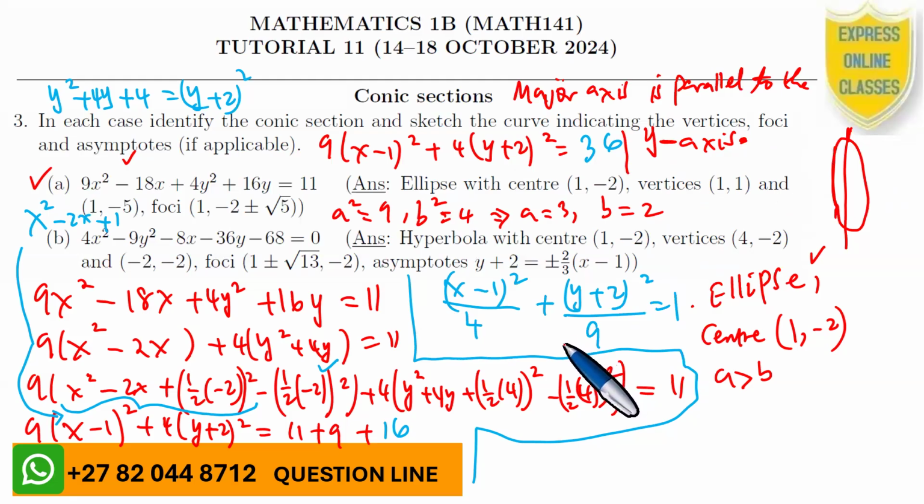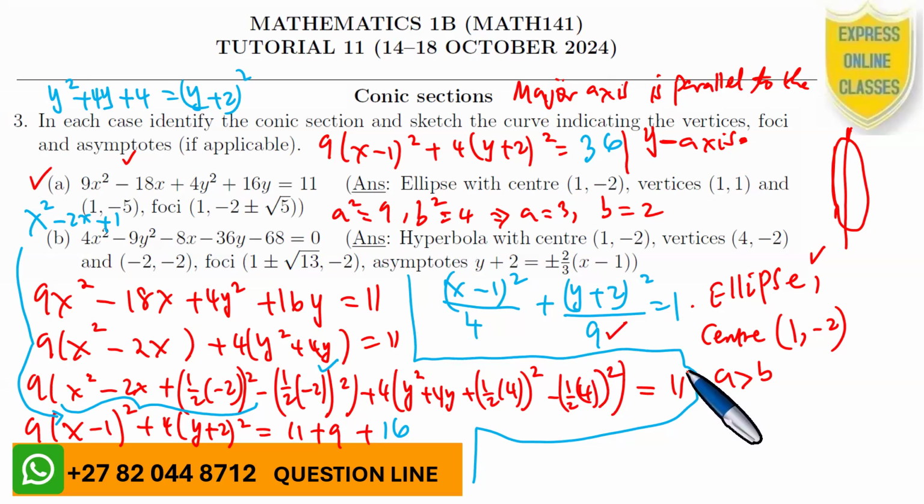Okay. So now let us look at these. If the major axis is parallel to the y-axis, because the y has a big one, a big 9, and the x is small, 4, this then means that we're going to add A and subtract A from the center.